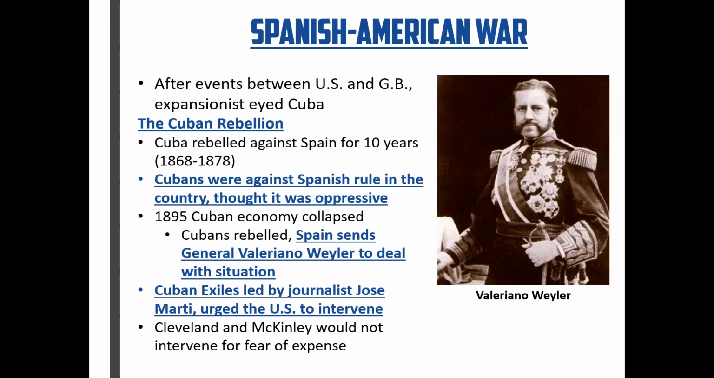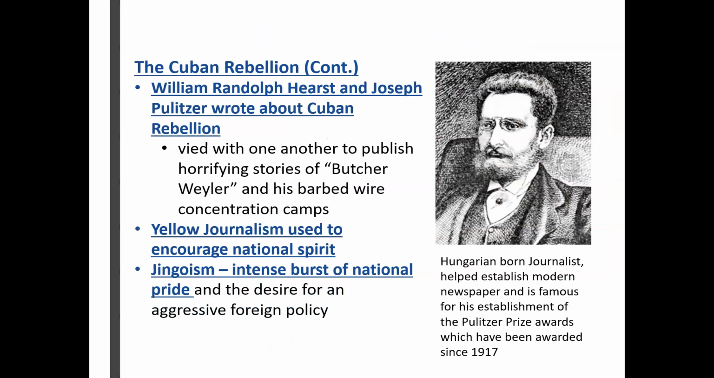Now, once again, we get back to the idea of the Monroe Doctrine and the U.S. being, quote unquote, the protector of the Western Hemisphere. Cuban exiles, led by journalist Jose Marti, urged the United States to try to intervene, and President Cleveland and McKinley would not intervene for fear of the expense. So you have two presidents here, both of which are not willing to get involved because they're afraid of getting into an expensive war. They don't want all-out war with Spain. They don't want a global war, so they're trying to avoid getting involved here.